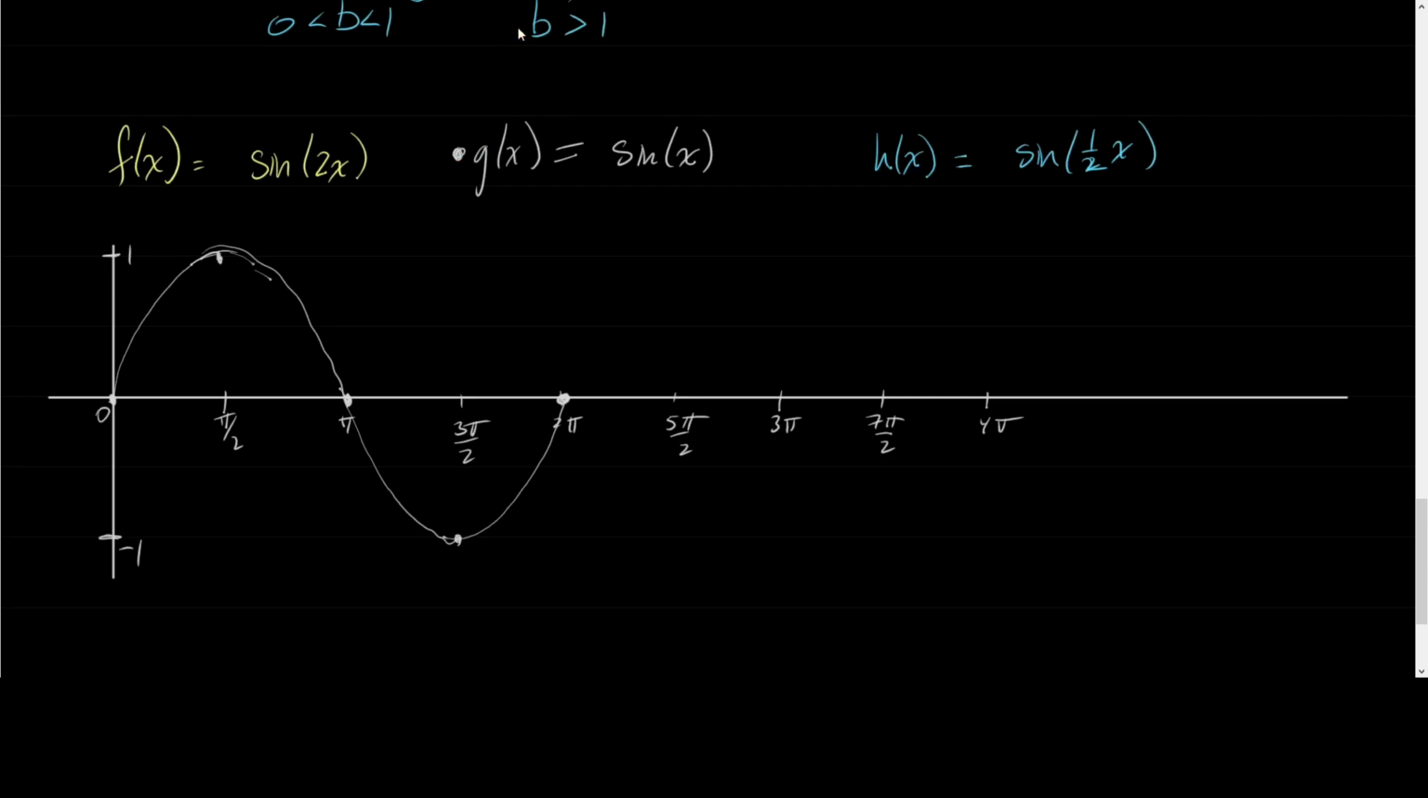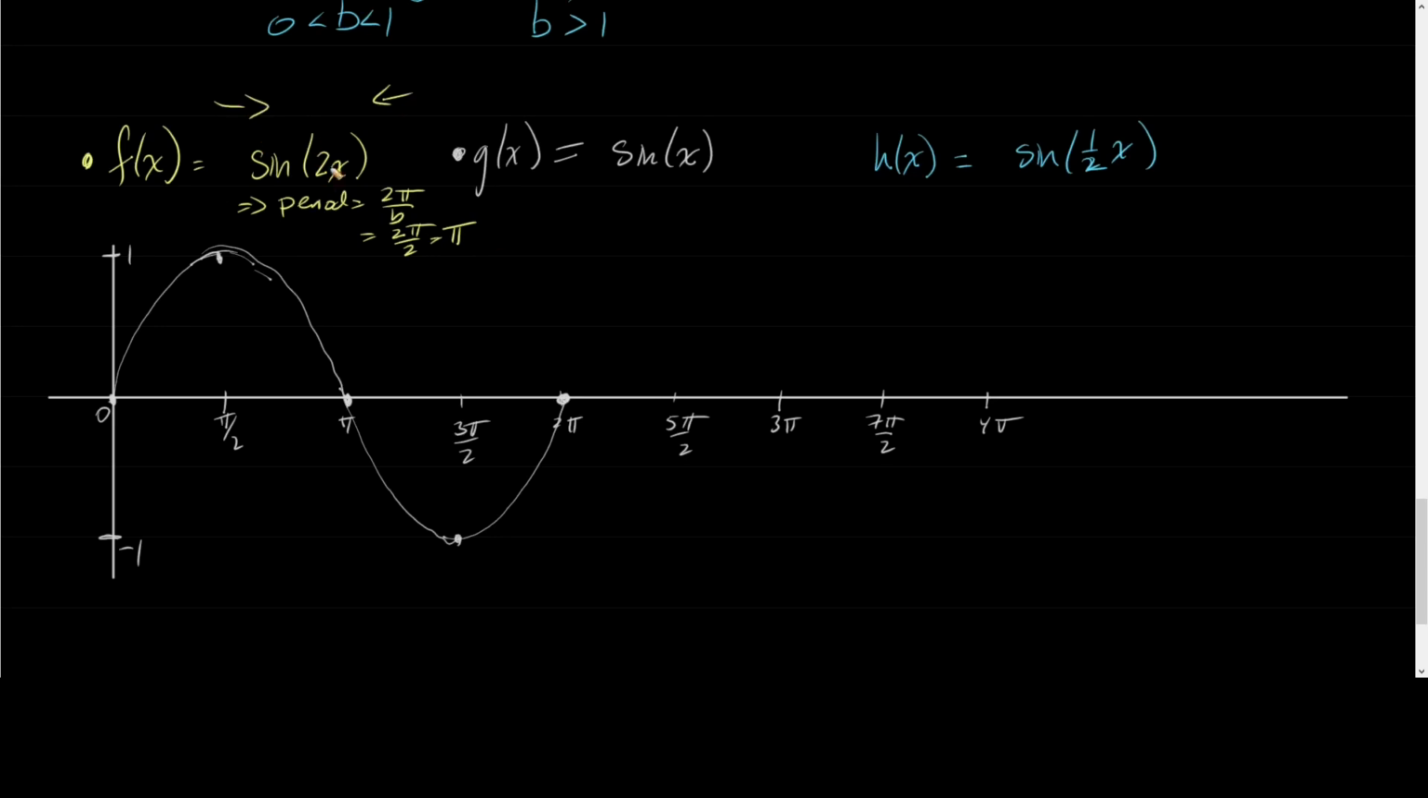So in yellow, sine of 2x. That b value of 2 tells us that the period is equal to 2 pi over b, which is 2 pi over 2, which is pi. Which tells us that by the time we're at pi, we should be done with one entire cycle. So in fact, what this is going to do is a horizontal shrink.